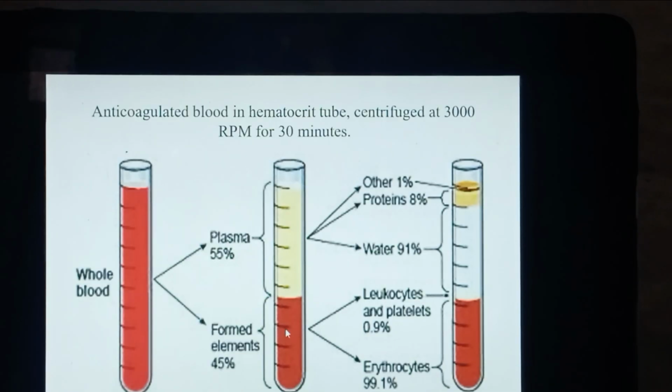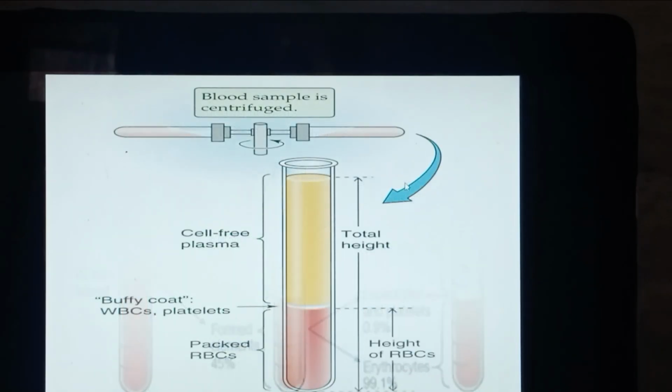So if we see detailed analysis in this 45%, 99.1% are erythrocytes. So the major cell in the blood is the erythrocyte and the rest 0.9% are leukocytes and the platelets. So these are the form elements or the cells in the blood. Now in the supernatant fluid, it is 91% water, 8% are the proteins or the plasma proteins, and the rest 1% is the other organic and inorganic constituents.